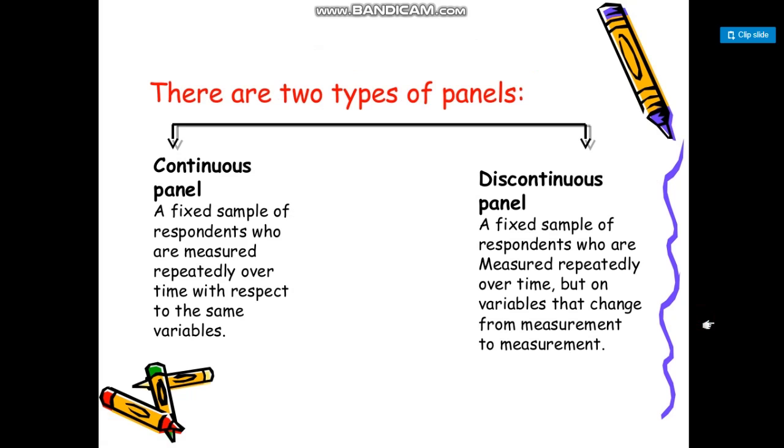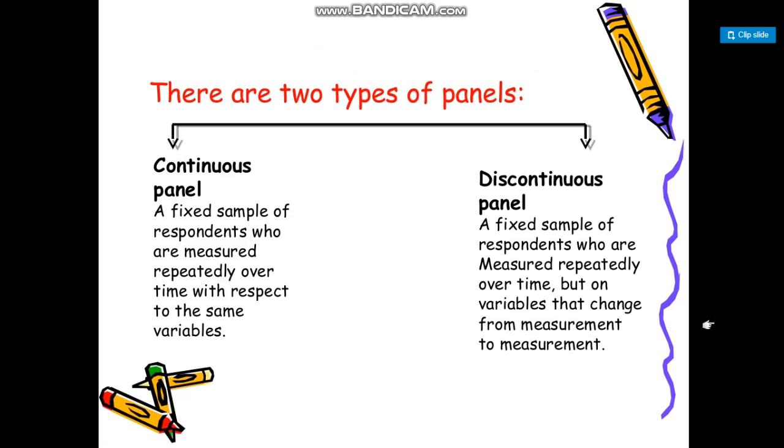There are two types of panel: continuous panel and discontinuous panel. Now the question is what? A continuous panel is a fixed sample of respondents who are measured repeatedly over time with respect to the same variable. If you have selected 100 customers, then you are supposed to see, watch, and observe those same customers.